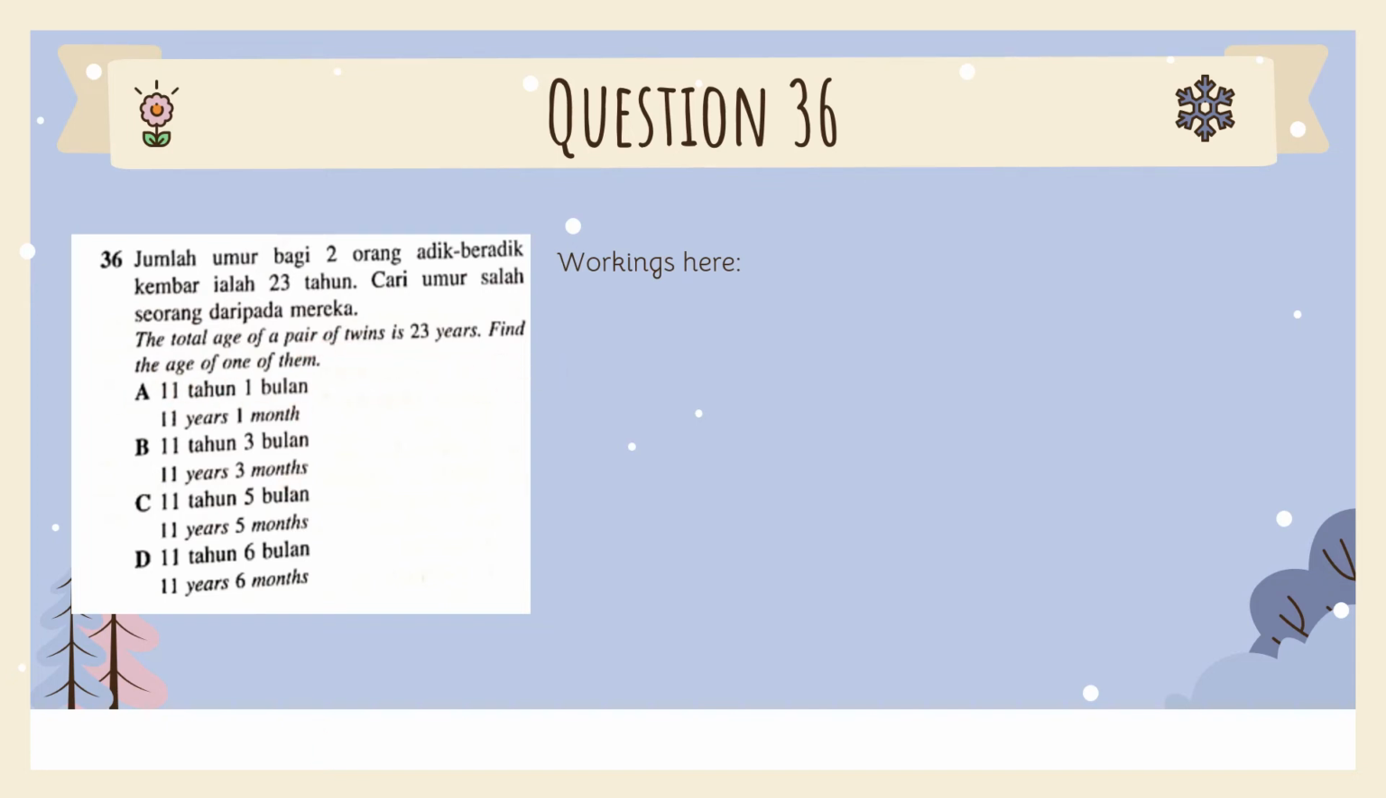So twins means both of them have the same age. So if 23 years is the total, we just have to divide by 2 in order to find one of them. So let's do it.